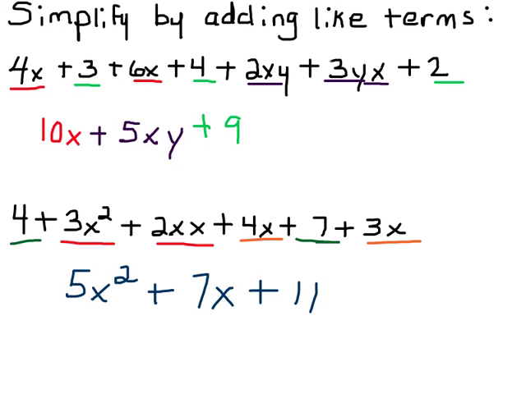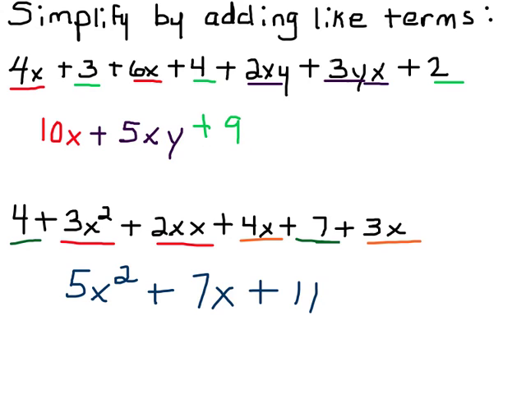Okay, this example says to simplify by adding like terms. And I've tried to show you the like terms by putting different colors under the ones that are alike. Here we have just an x, a single x, plus the number. So 4 plus 6 is 10x. Here we have an x and a y, an x and a y. Even though they're in different order, it's still a like term. So we can add the 2 and the 3 for 5xy. And then here we have 3 plus 4 plus 2 is 9.